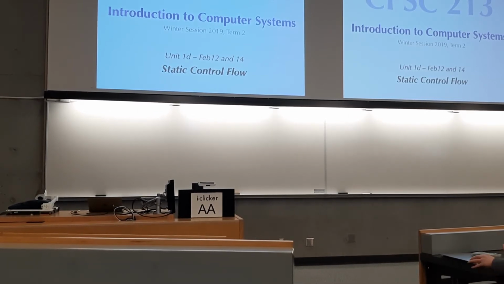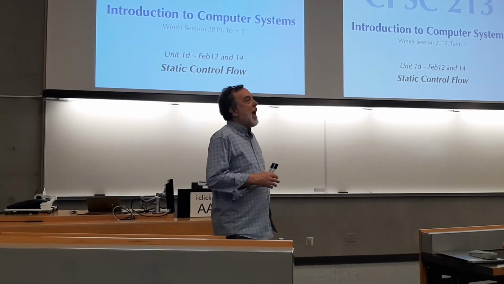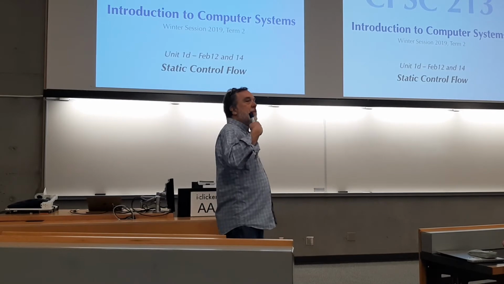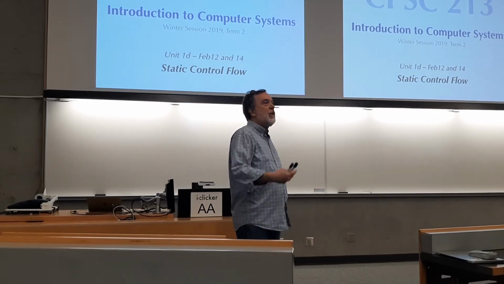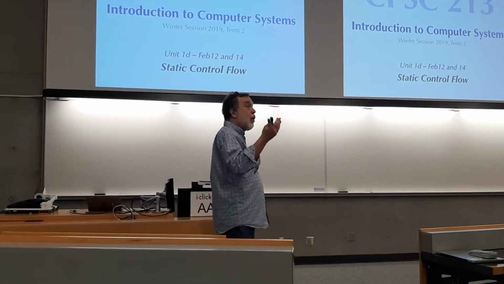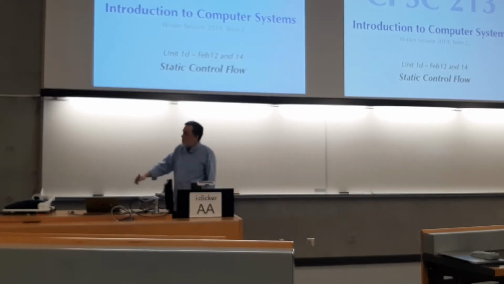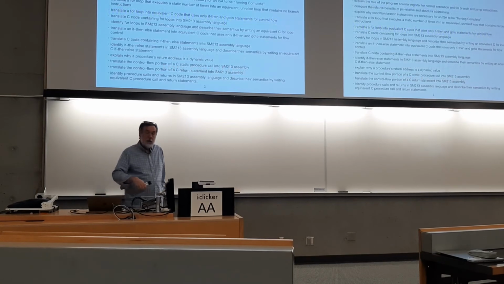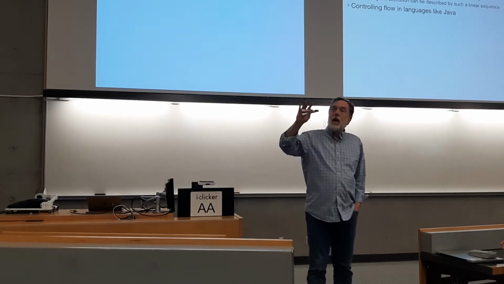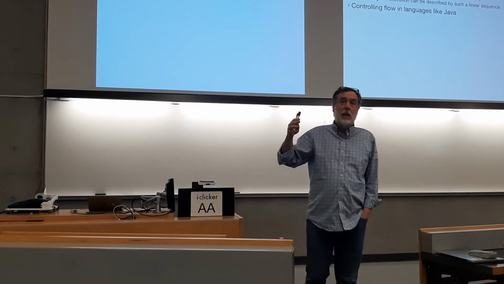Okay, so for the past 5.5 weeks, we've been looking at variables, memory, pointers, dynamic allocation, all things having to do with representation of data in programs. And now we're going to switch to looking at control flow, which is about how a programmer decides what code will execute next. We're going to look first at static control flow, which is what we're doing this week, and then dynamic control flow later.